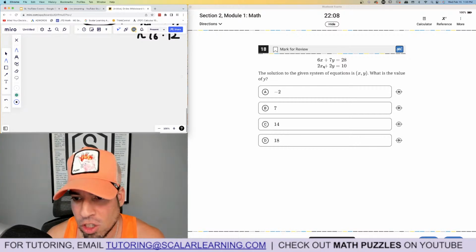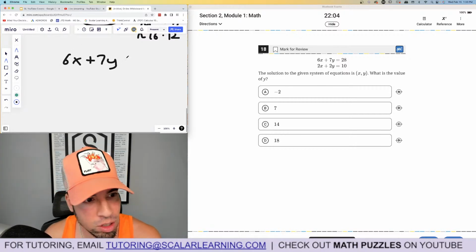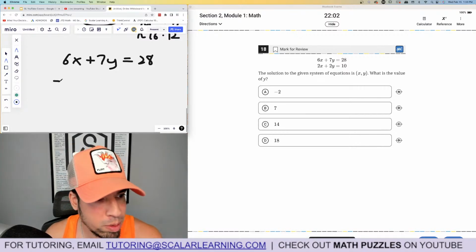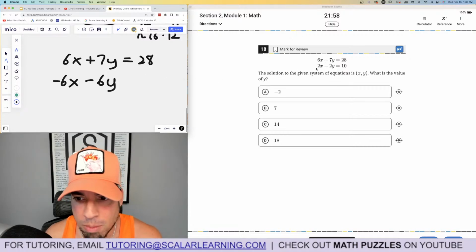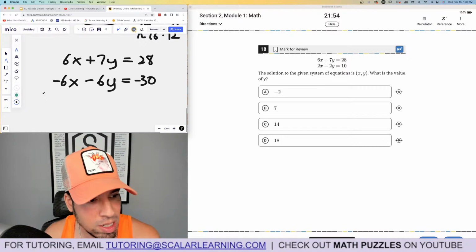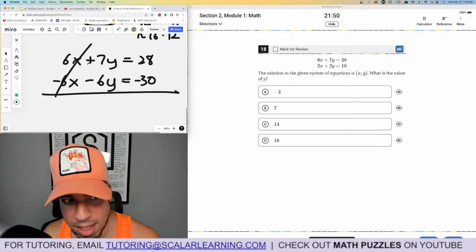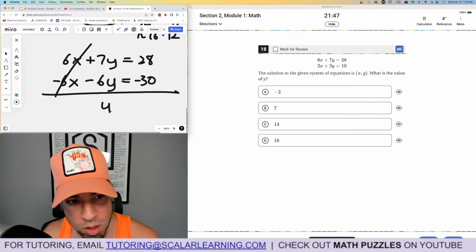I'm going to use elimination. So I'm going to multiply the bottom by -3. I like elimination in general. I'd say it's the superior strategy for the most part, but not always, but usually. So I'm multiplying that by -3, that by -3, and that by -3. The reason I do this is because then the x's are matched up and they're opposites, and I don't have to subtract, I just add. They cancel out. 7y minus 6y is y.